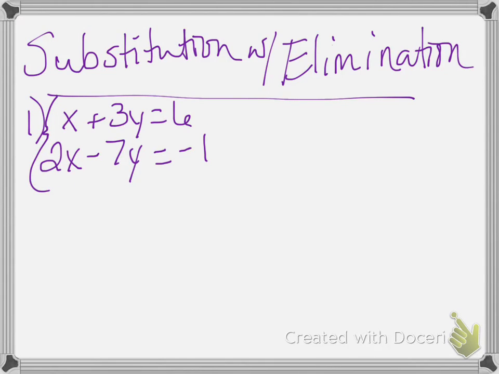Okay, so we have this system of equations, and nothing matches up. We don't have common coefficients, and we don't have opposite coefficients. So what we need to do is look at it and see what I could multiply one of these equations by. The goal is to only multiply one, in order to have a common or an opposite coefficient.